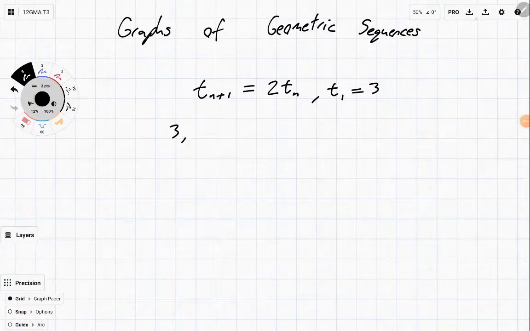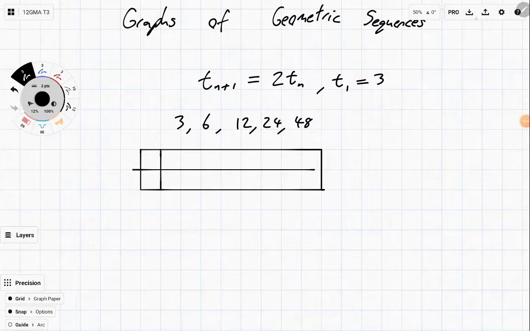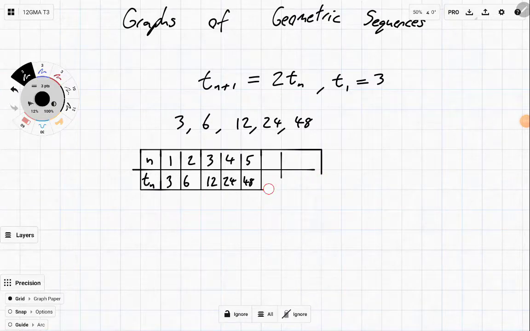So the first term is 3, the second term is going to be times 2, so it's going to be 6, 12, 24, 48. Okay, so this is our first sequence we're going to look at. Now just as a reminder, whenever we're doing graphs, a table of values is perfectly suitable and all you need. Let's say we're doing the first 5 terms. So we've got n and Tn, and we've got 1, 2, 3, 4, and 5, the first 5 terms. That's 3, 6, 12, 24, and 48. And now we can go through and just sketch this.